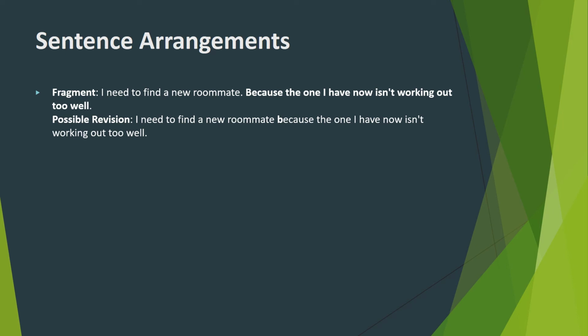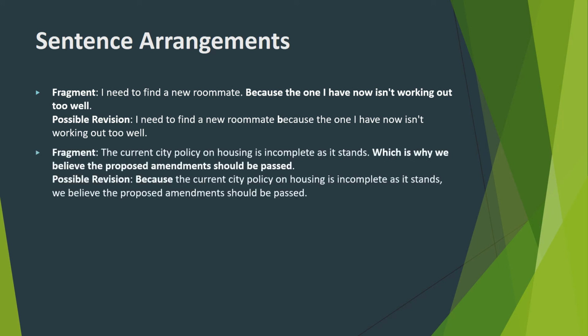Another example. The current city policy on housing is incomplete as it stands, which is why we believe the proposed amendment should be passed. Once again, it sounds like you can combine those 2 sentences to make it a full sentence. If you look at the revision at the bottom: because the current city policy on housing is incomplete as it stands, we believe the proposed amendment should be passed. So once again, it's usually that period which separates those 2 sentences when necessarily you can combine them, rearranging words, paraphrasing. They're all very important.